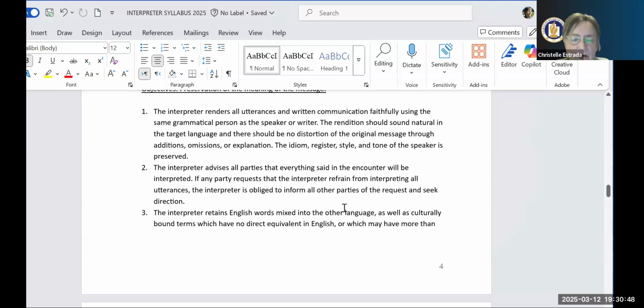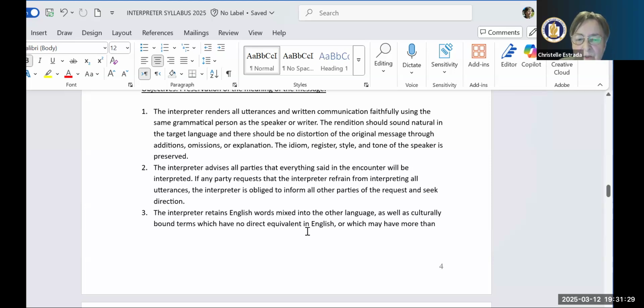Again, the interpreter advises all parties that everything said in the encounter will be interpreted. If any party requests the interpreter refrain from interpreting all utterances, the interpreter is obliged to inform all parties and request and seek direction. So the big thing is, if there's some kind of confusion, you look to the administrator or the one who's facilitating the meeting and say, well, this seems to be confusing. Can we make it clear? Can you make it clear for me so that I can communicate exactly what you mean?